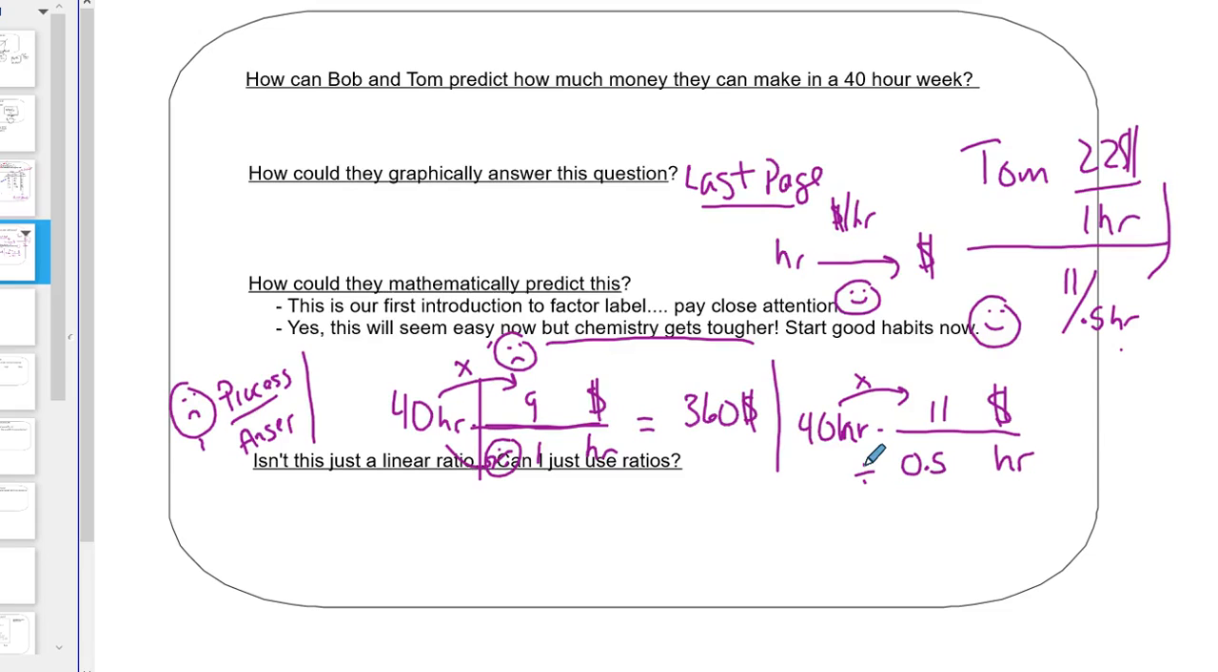Okay, now in this situation, I don't need to push equals either. Just 40 times 11 divided by 0.5 equals. It doesn't even matter what order I do this in. I could divide by 0.5, multiply by 11, doesn't matter. Equals $880. Again, the number doesn't really matter unless you're Tom and you want to know how much money you make.